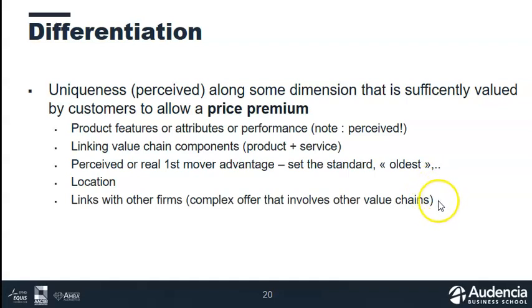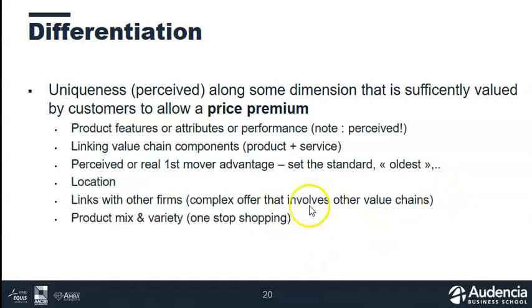Links with other firms. Maybe you're offering something in partnership with a supplier. For example, a restaurant says, hey, you know what, we're offering Starbucks coffee with our meal. That would be a nice factor to offer to your customers. It allows you to differentiate. Obviously, it depends if somebody else can copy that.